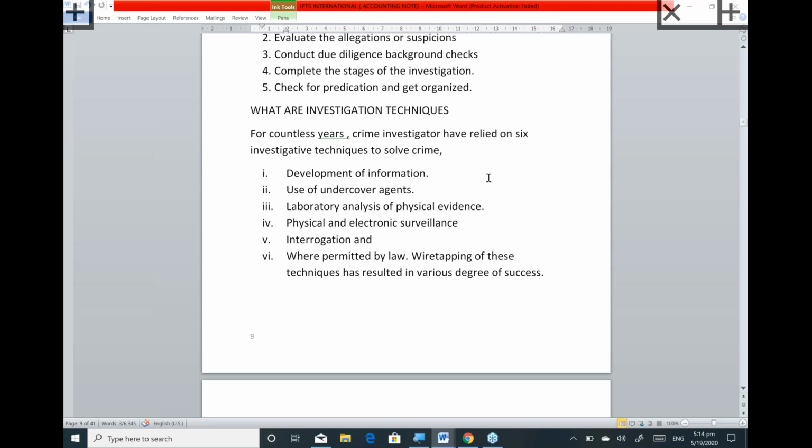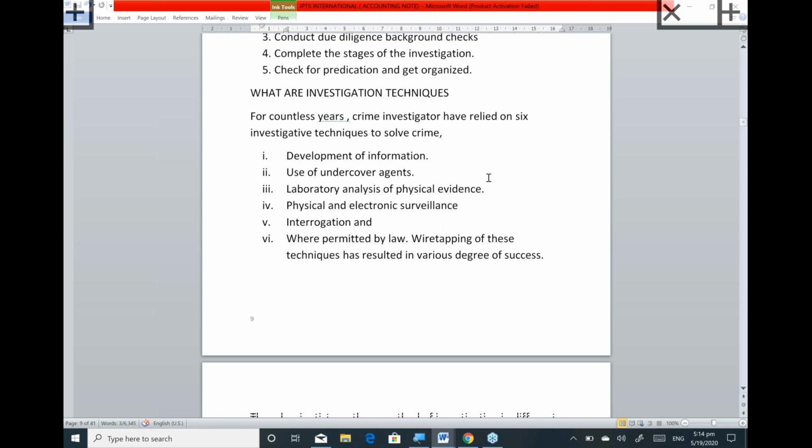Then the next one is, where permitted by law, wiretapping. These techniques have resulted in various degrees of success. The wiretap is putting more surveillance on them. Then scientific methods are used in investigation in different circumstances. These methods include, in no particular order, fear testing.